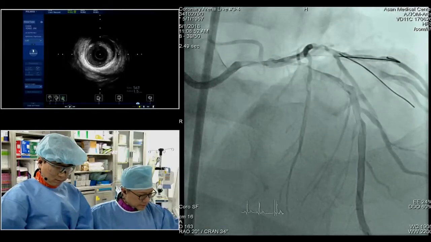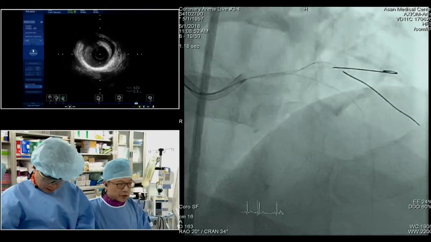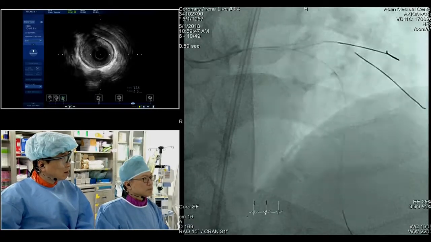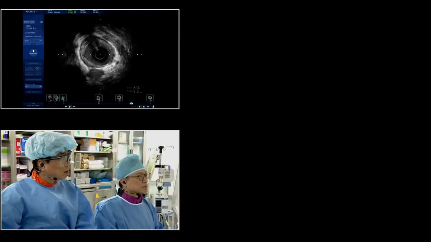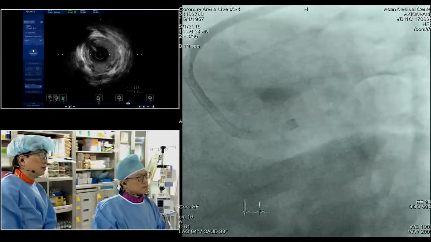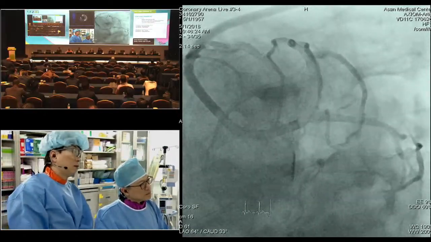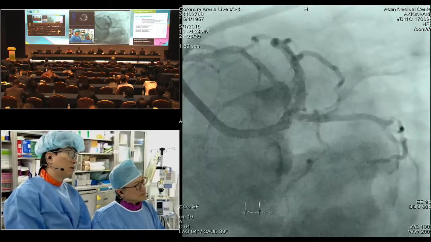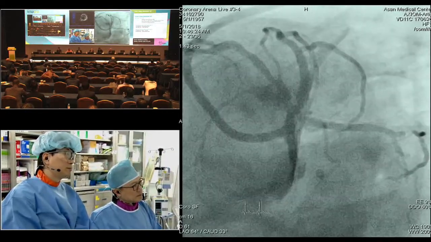Can I see the spider again? Spider view, please. I think there is an involvement in the ostial CX, which is evident. Distal left main to ostial CX.